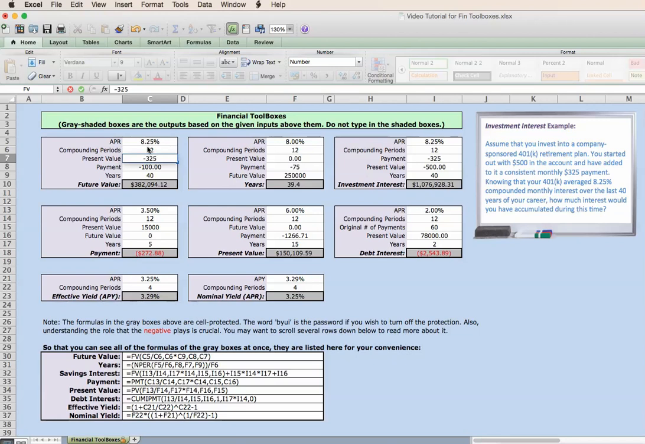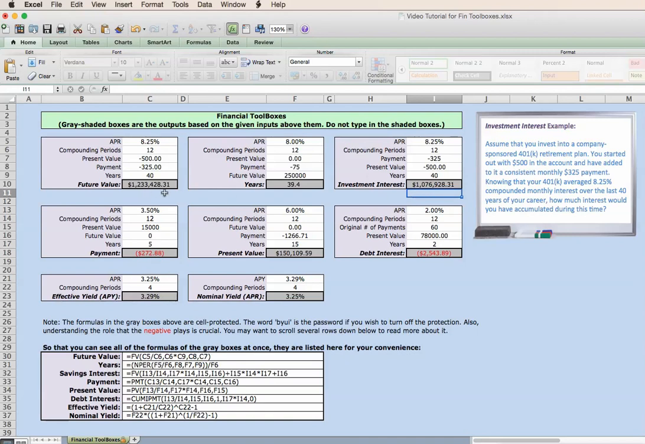Sorry, my payment. Let me try that again. The present value was negative 500. There we go. And the payment was negative 325. And we do this for 40 years. I'm just doing this to make sense of this. Is this really reasonable to have over $1 million in just pure interest? But as you can see, the future value would actually be 1.2 million. So this is definitely doable.